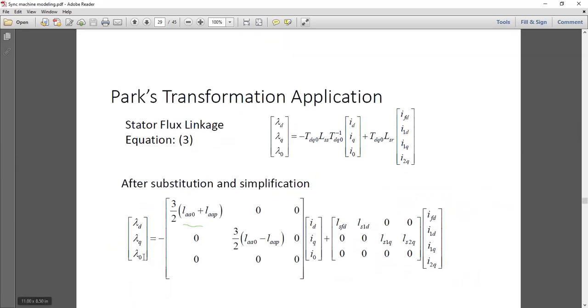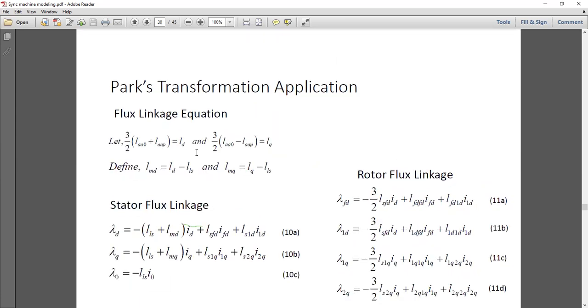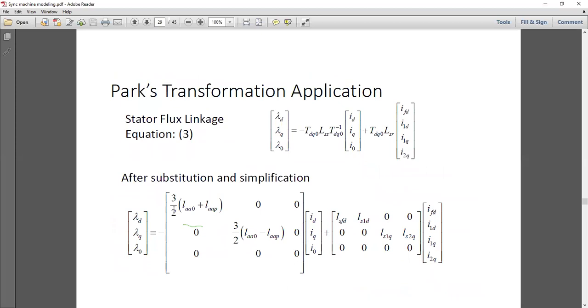Remember, these lambda D, lambda Q, and lambda 0 are related to the stator flux linkage. So now we see that in these positions, we have 3/2 (LAA0 plus LAAP) and 3/2 (LAA0 minus LAAP). So what is this? This first term is relating the flux linkage along the d-axis and the corresponding current through the d-axis coils.